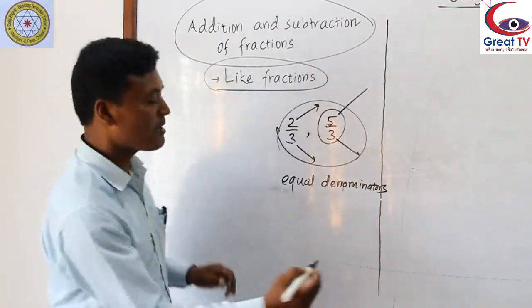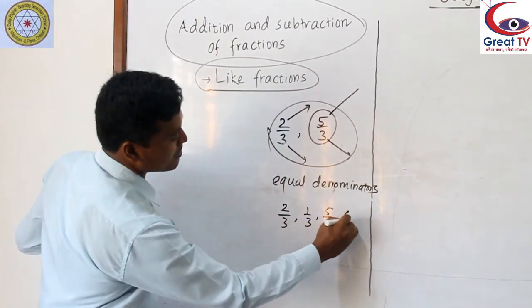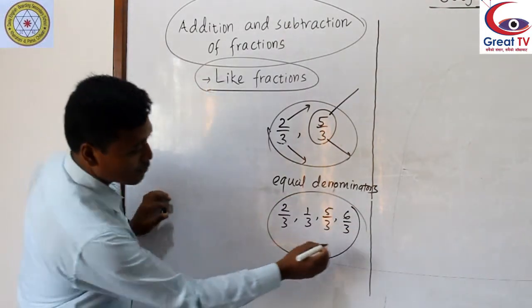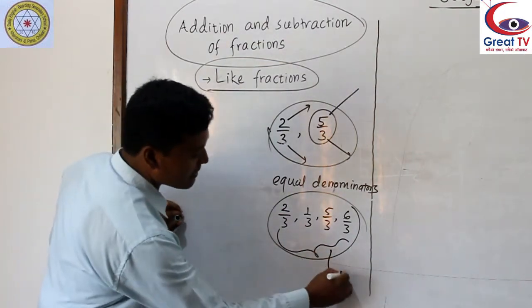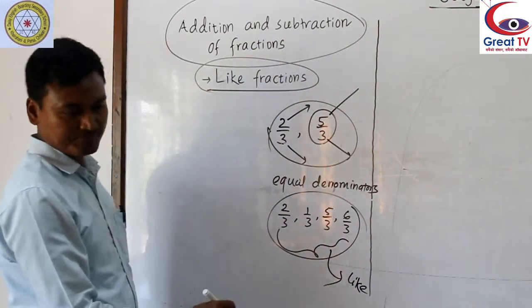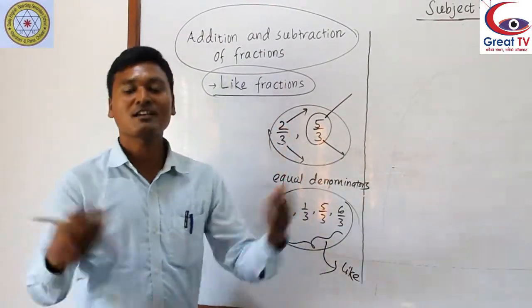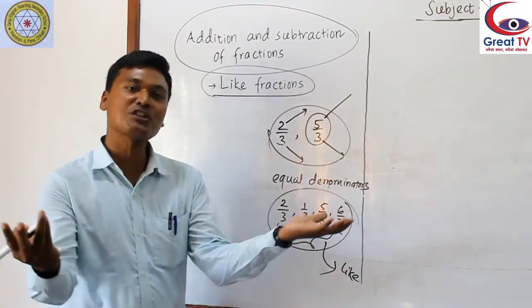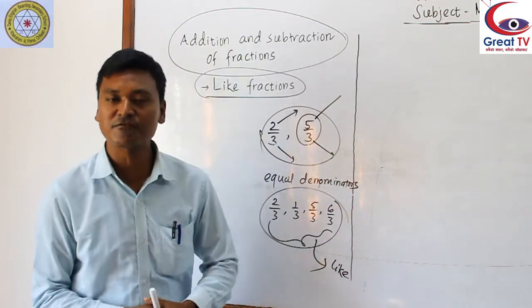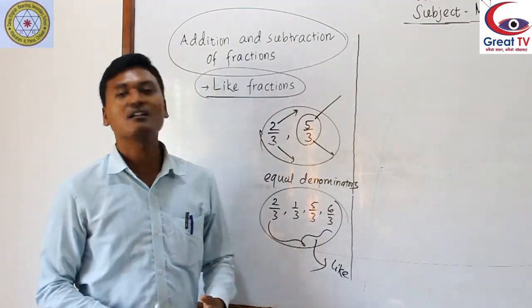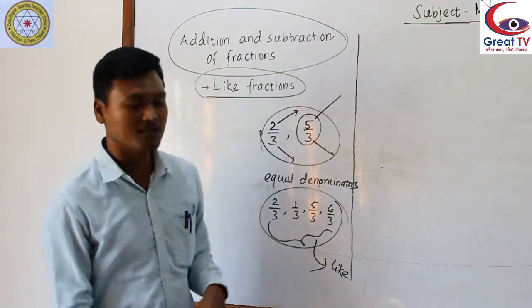Now you can give some more examples. 2 upon 3, 1 upon 3, 5 upon 3, 6 upon 3 are four fractions. The denominators of all the fractions are the same, so these are also like fractions. And you can ask, then what are like fractions? If the denominators are the same, they are like fractions. If the denominators are different, they are unlike fractions. Fractions having equal denominators are like fractions.